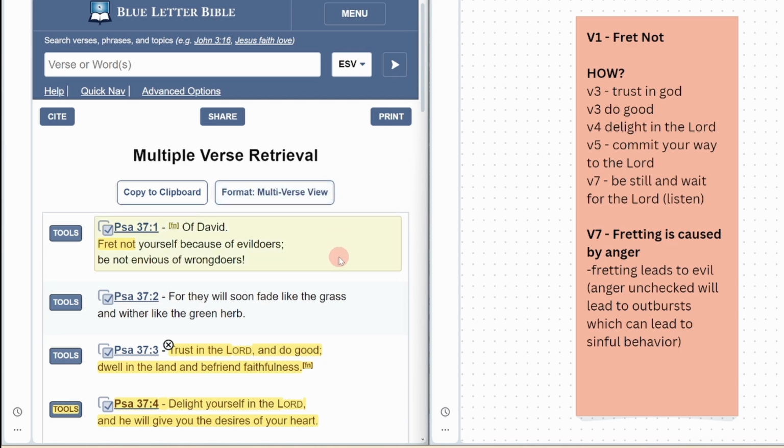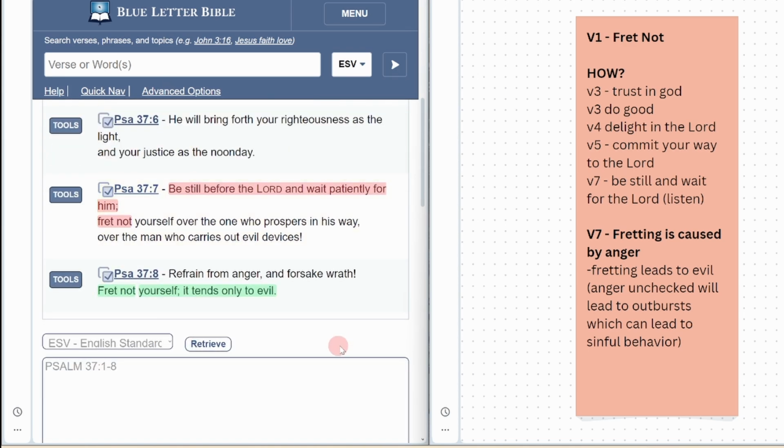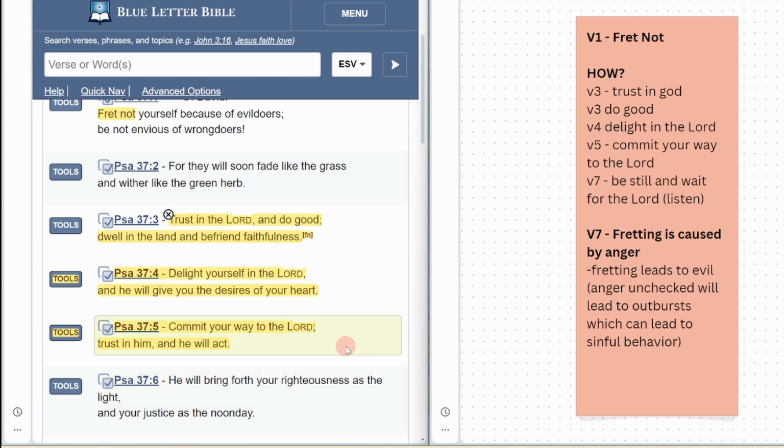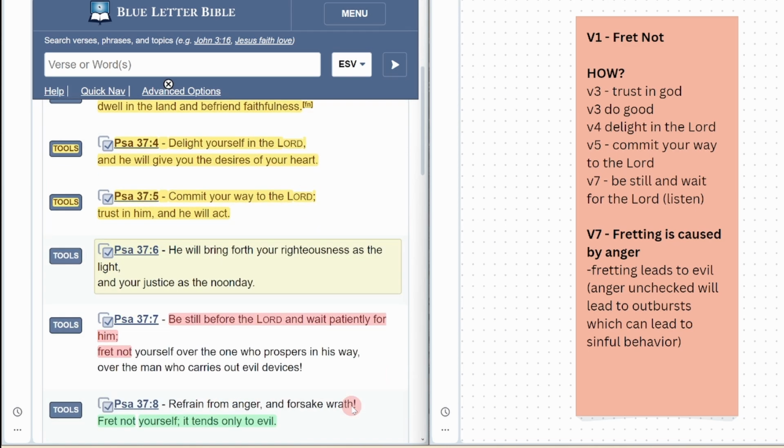So let's just read. I've got verses 1 through 8. It's actually quite a long psalm, but the phrase fret not is in 1 through 8. Fret not yourself because of evildoers. Be not envious of wrongdoers, for they will soon fade like the grass and wither like the green herb. Trust in the Lord and do good. Dwell in the land and befriend faithfulness. Delight yourself in the Lord, and he will give you the desires of your heart. Commit your way to the Lord. Trust in him, and he will act. He will bring forth your righteousness as the light, and your justice as the noonday.